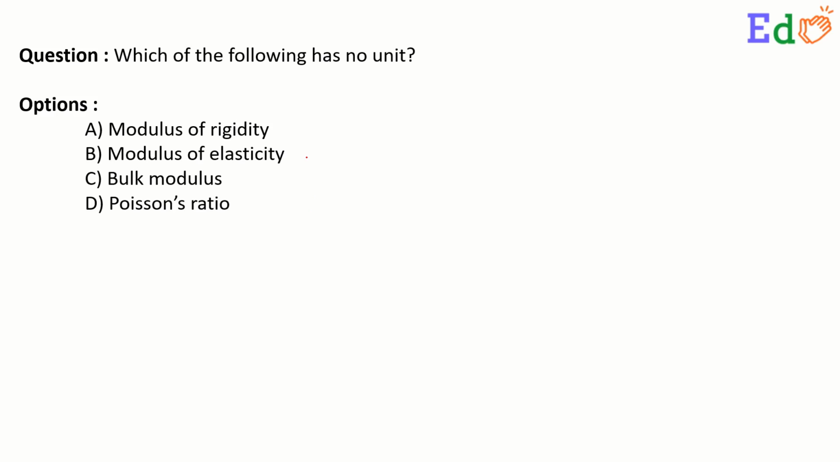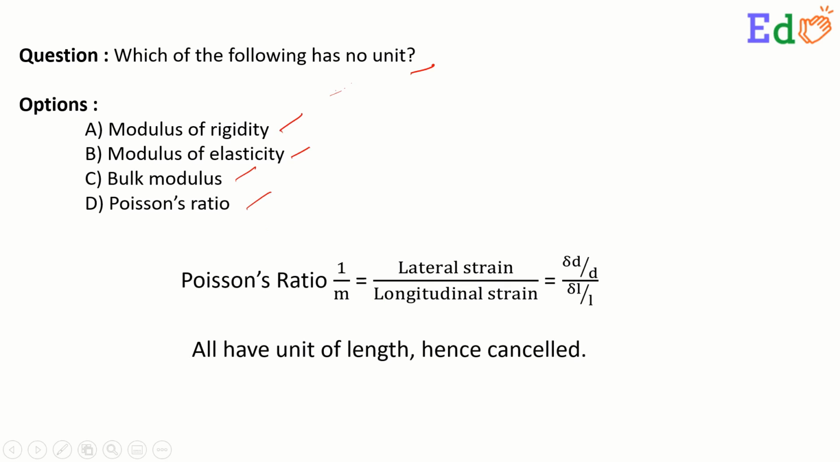Here is the question: which of the following has no unit? Options: A, modulus of rigidity; B, modulus of elasticity; C, bulk modulus; D, Poisson's ratio. Among these four, A, B and C have a particular unit. In SI units, that is kilonewton per meter square.